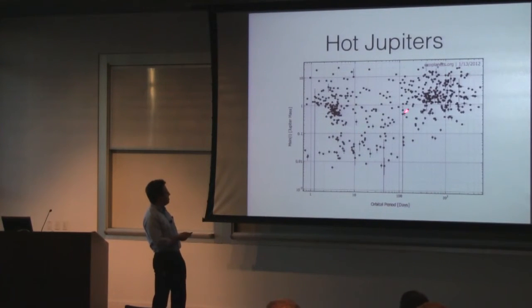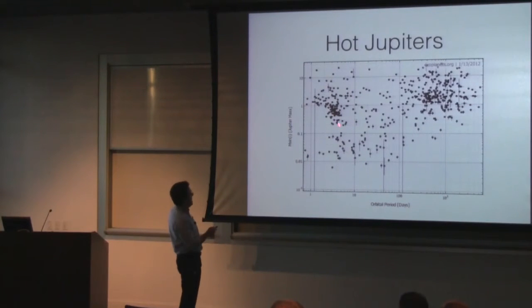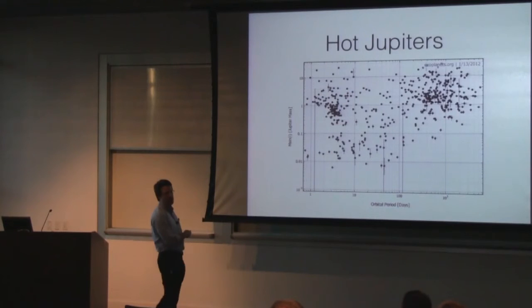It's a plot of the known exoplanets at this time with an orbital period in days on this axis, and, well, okay, minimum mass on this axis in Jupiter masses. So this is Jupiter, our Jupiter is somewhere over here. And you can see that over here, under 10 days, there's this population of Jupiter mass things that are well inside Mercury's orbit. And what the hell is that?